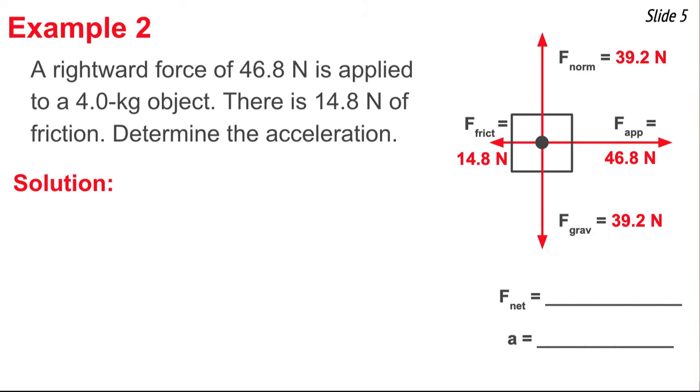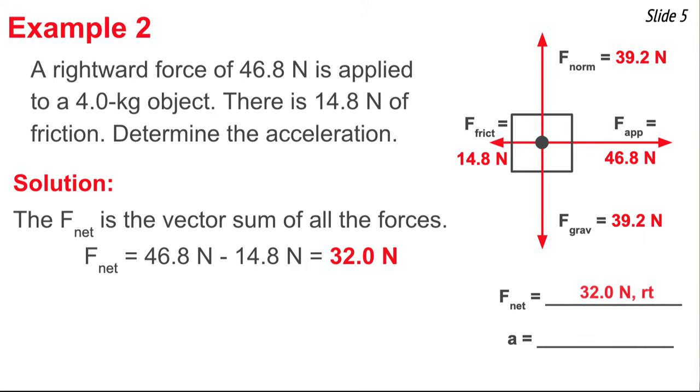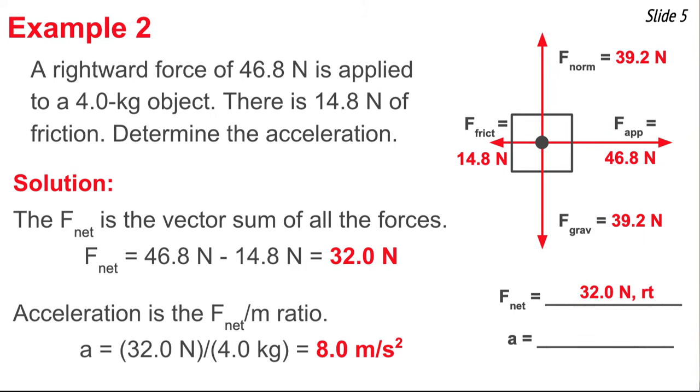The first step in solving this problem is we need to calculate the net force. We know there's 46.8 newtons to the right and 14.8 newtons to the left. These don't completely balance, so we have to subtract the 14.8 from the 46.8, and this gets us the vector sum of all the forces, and it's 32.0 newtons. Now our next step would involve calculating the acceleration from knowledge of the net force and the mass. The mass was stated to be 4.0 kilograms, so we divide 32.0 newtons by 4.0 kilograms, and we get 8.0 meters per second squared, directed rightwards.